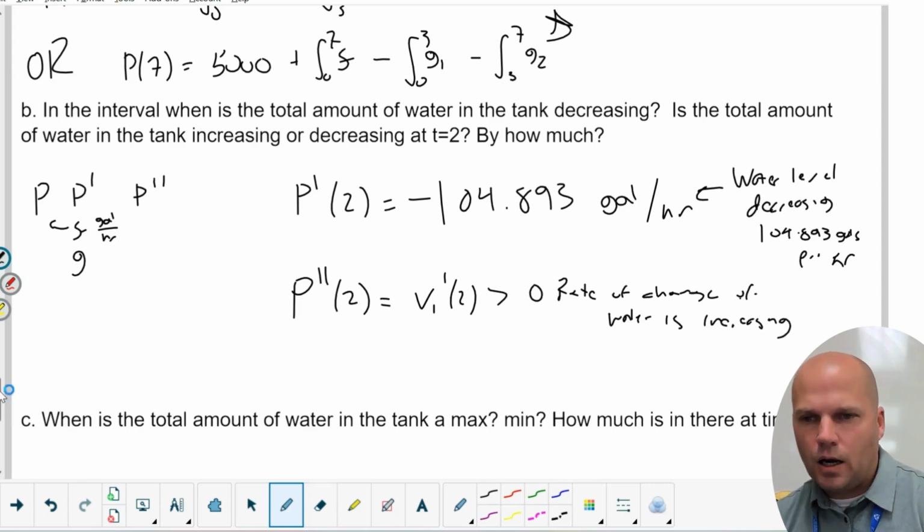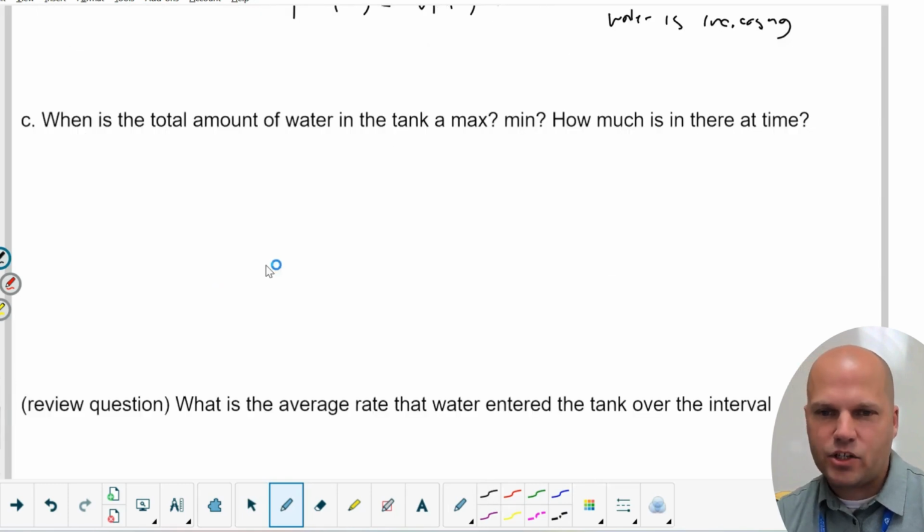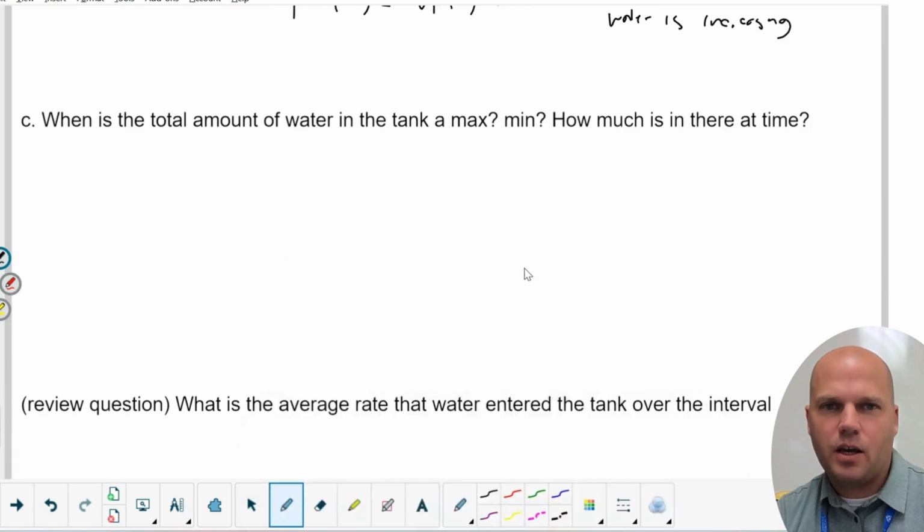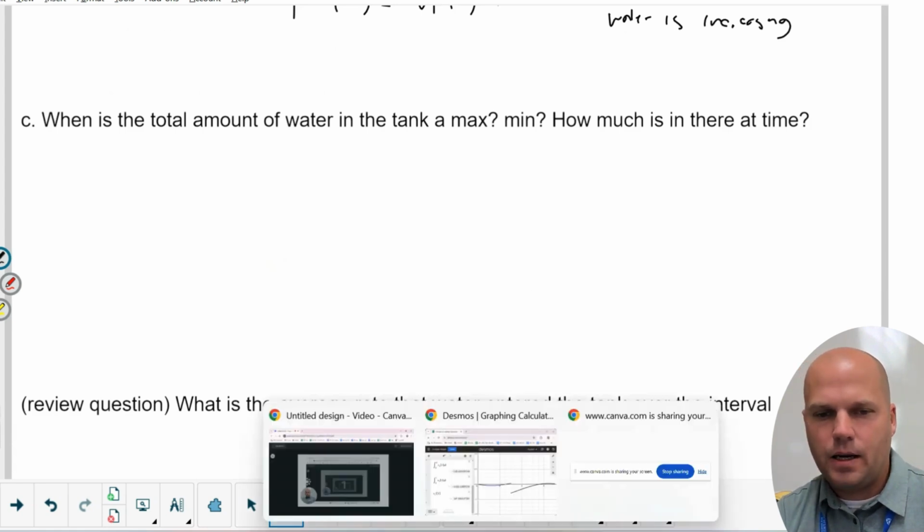Okay, let's go ahead and figure out the max-min question, and then that's it. I'm going to skip the no calculator question, which is on the next page. We don't have the time to go into it and do it. We will come back to it.